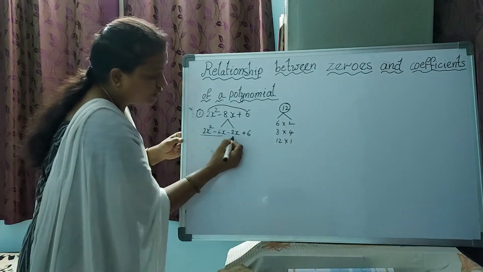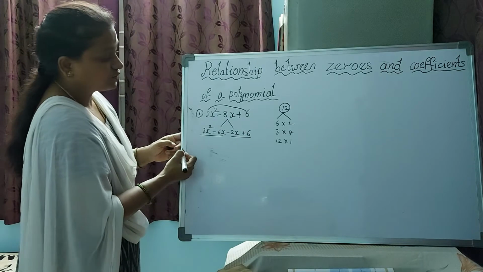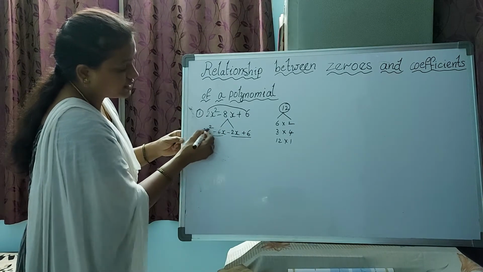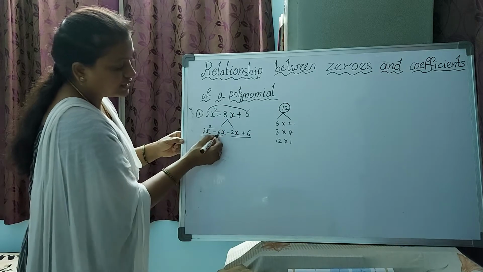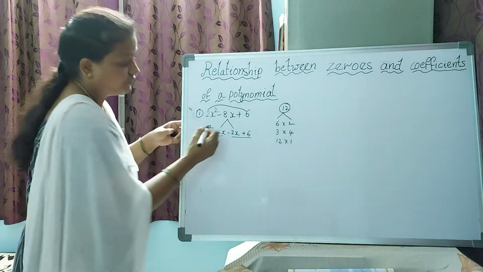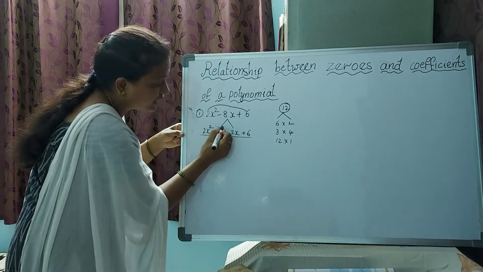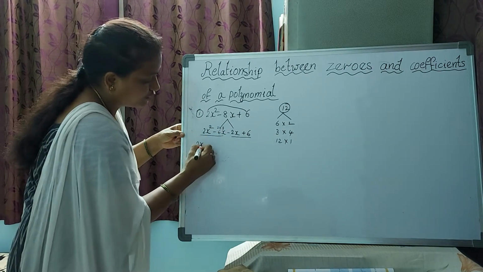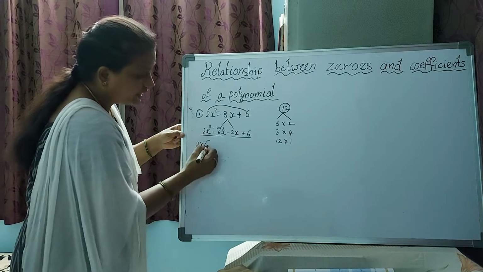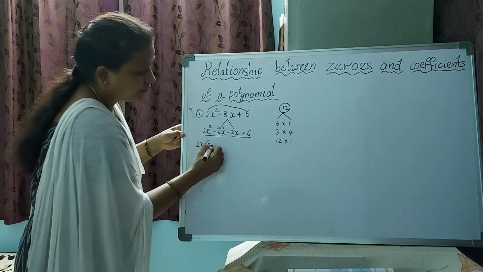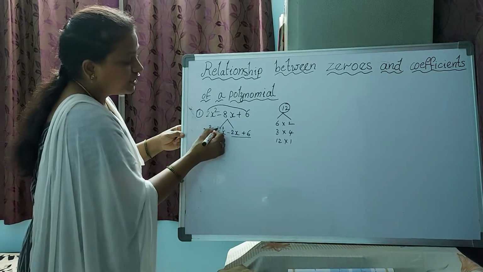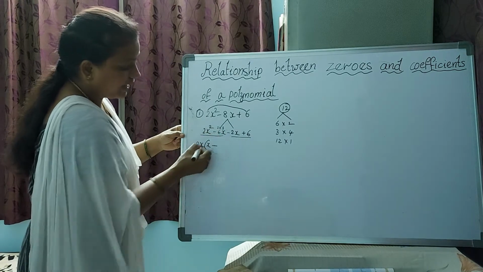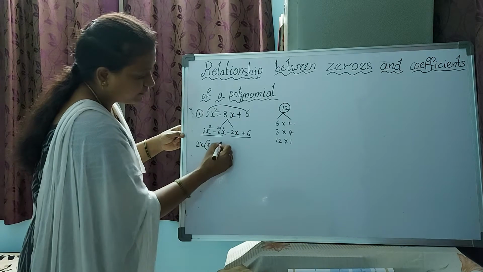Now, in these two terms, take the common value. See, 2x square minus 6x: in this, 2x is there. Here also 2x is there. 6 we can write as 2 threes are 6. So take 2x as common. The remaining is x here, minus. Here, 2 threes are 6, 2x we took, and 3 is there.